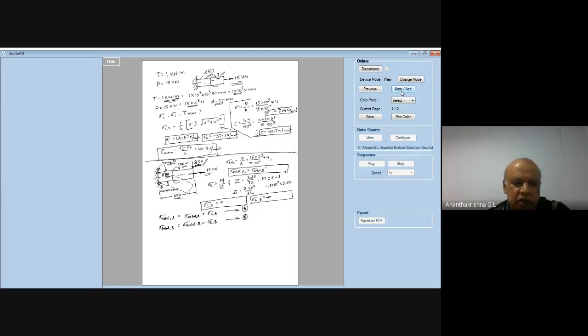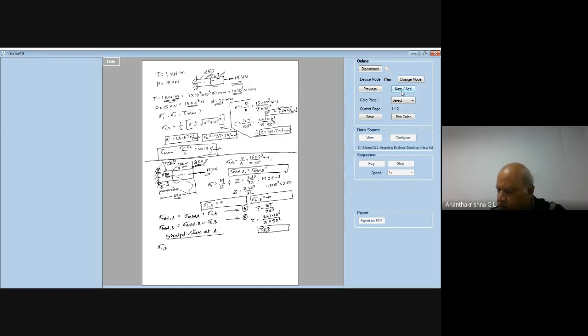Are you there with me? After that, we need to find out torsional shear stress, tau is equal to 16T by pi d cube. We know how to solve this. That is 16 into 1 into 10 power 6 Newton millimeter divided by pi into 50 cube, which will give you the value of shear stress, the same for both point A and point B.